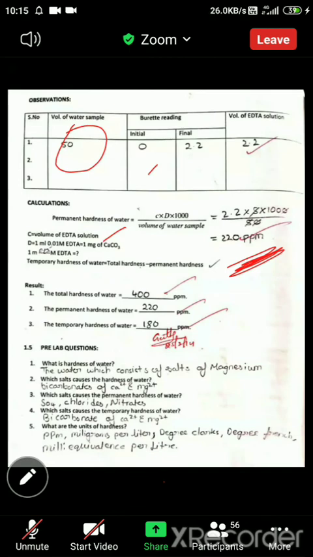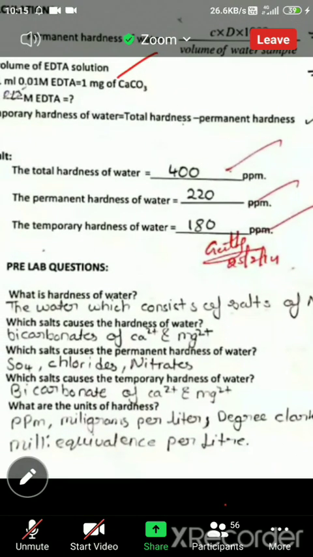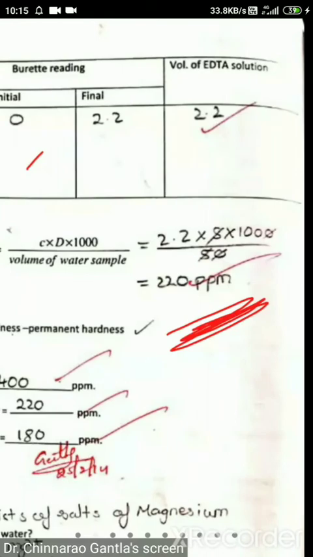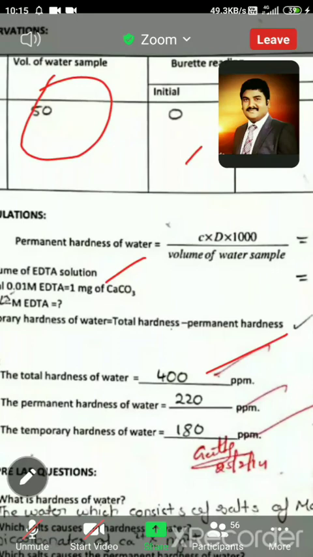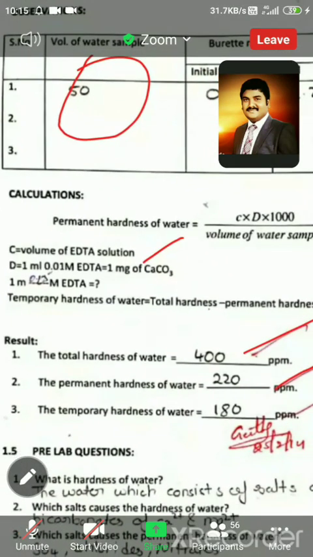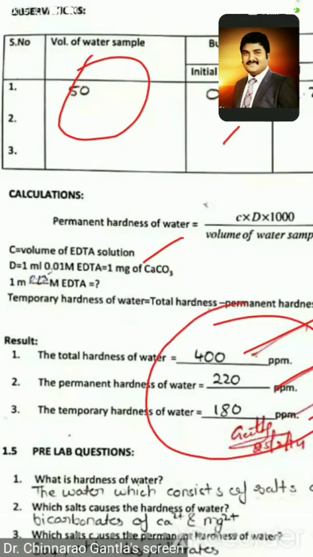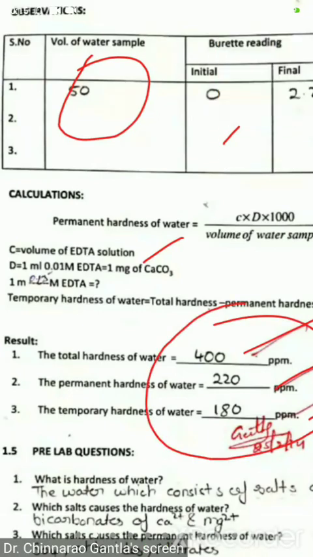You get the burette reading of 2.2. Permanent hardness of the water is equal to C into D into 1000 by volume of water sample, 2.2 into 5 into 1000 by 50, that is 220 ppm. Results: 400 is total hardness, permanent hardness is 220, temporary hardness is 180. This is the estimation of hardness of water.